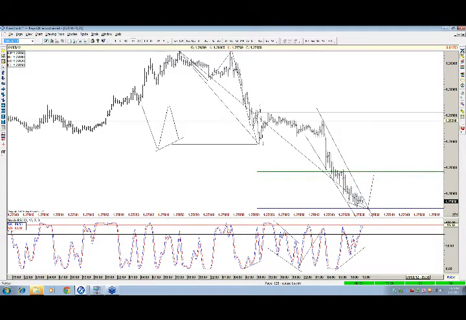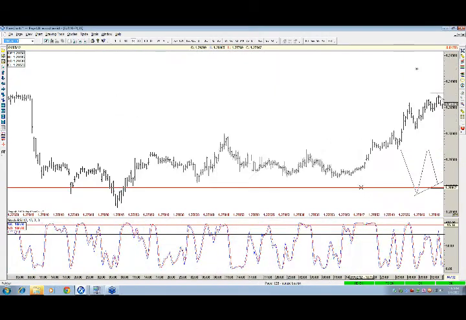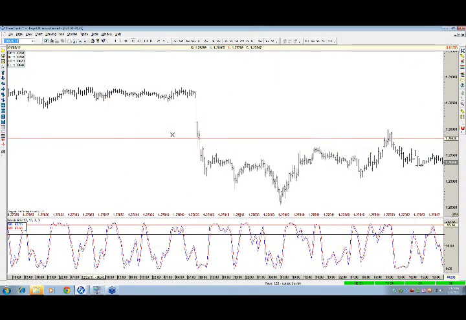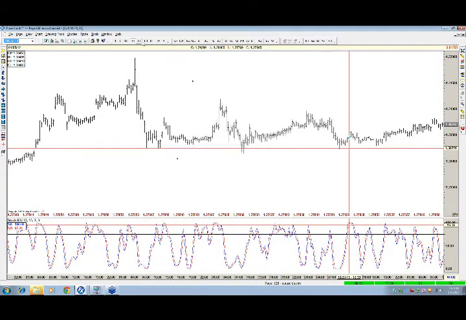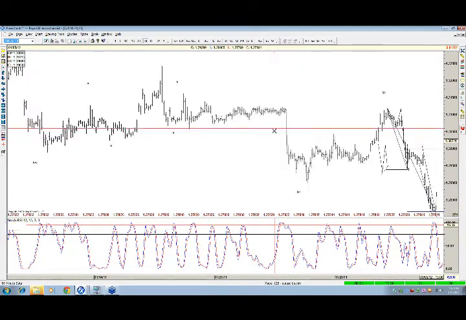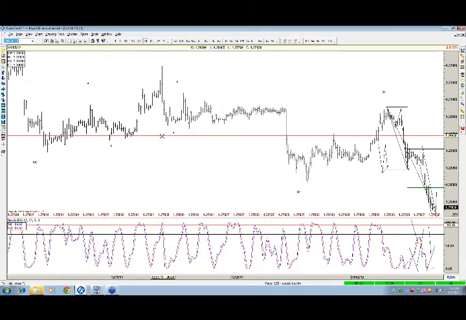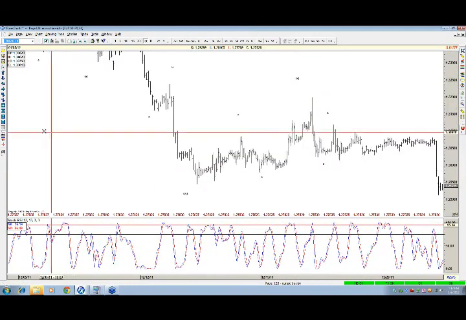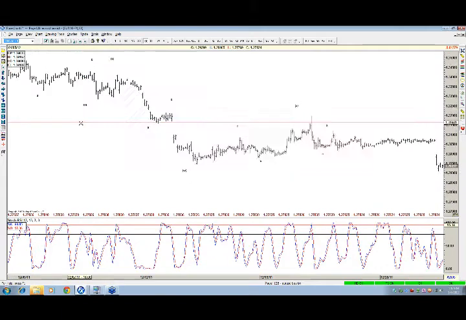Now, let me see if the data allow me to show you what I need to go to the hour. Something that I want to show you guys. The euro is famous for doing this type of stuff. Look, something very similar here.